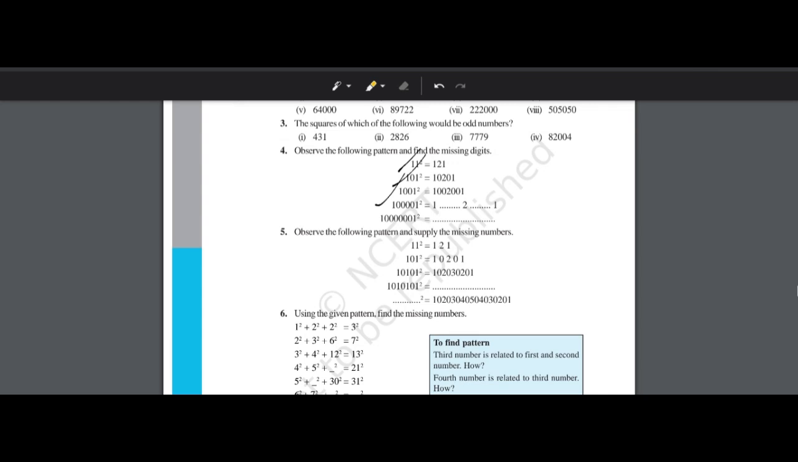And again, question number 5 is like, observe the following pattern and supply the missing numbers. You have to give the missing numbers between them.